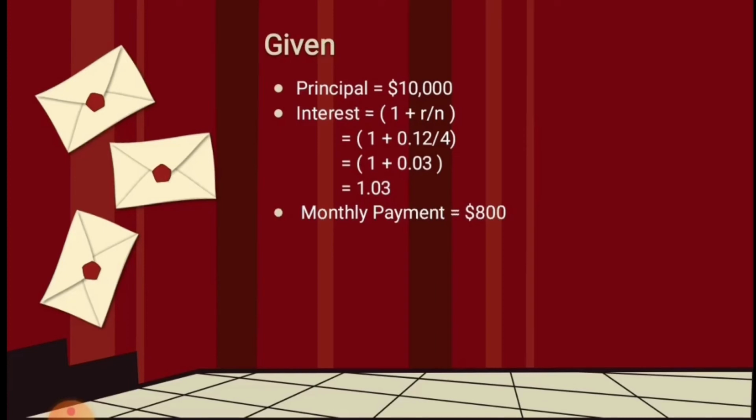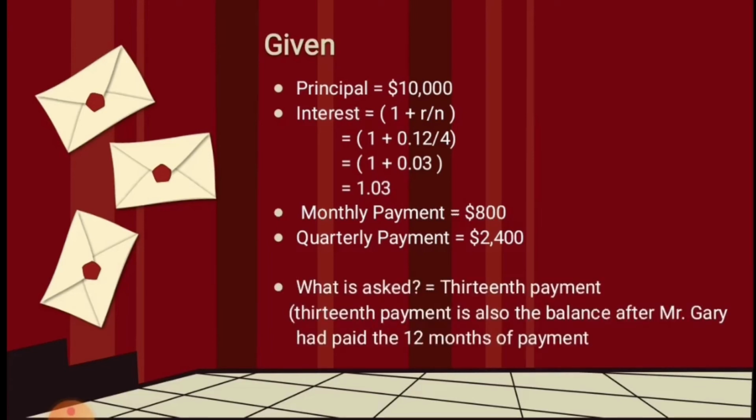So the monthly payment, as stated in the problem, is $800. And the quarterly payment is equal to $2,400, since every quarter consists of 3 months, so we multiply the monthly payment 800 by 3, and then we have $2,400 as the quarterly payment. Now what is being asked in the problem is the 13th payment, and that 13th payment is also the balance after Mr. Gary had paid the 12 months of payment.